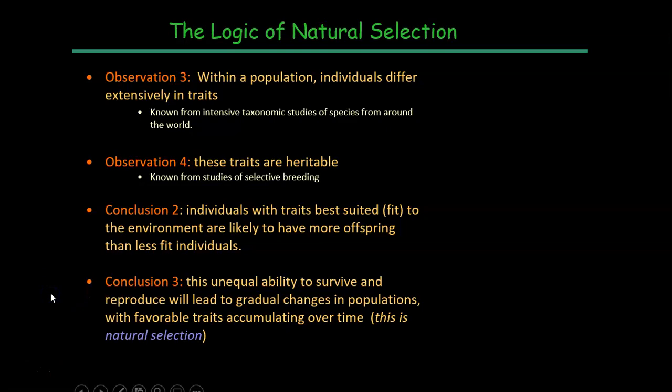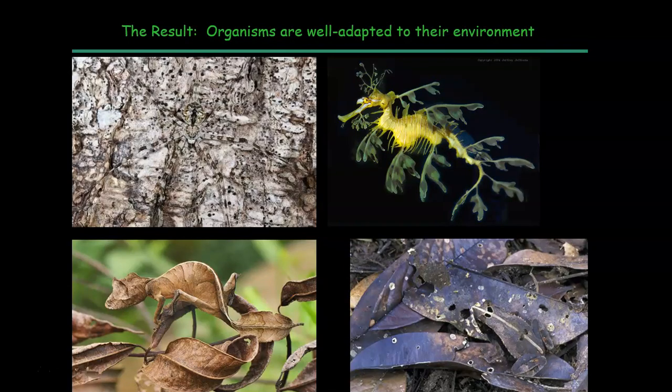Okay, that's the logic of natural selection. Now, the result of this, and this is just some eye candy for us here, is that organisms are well adapted to their environment. And we see that the world over. I've got some great examples here of 4 species that are very camouflaged, showing how well adapted they are to staying hidden from their predators here.